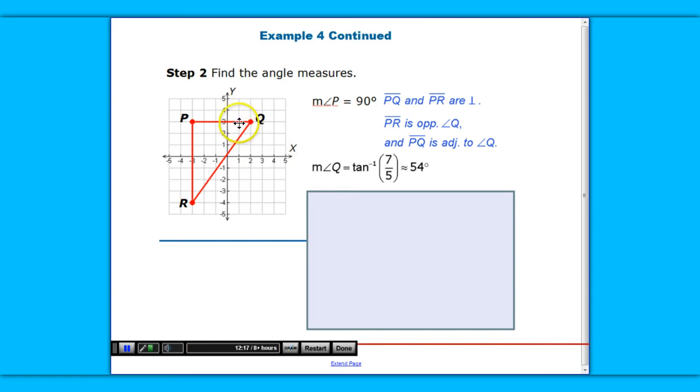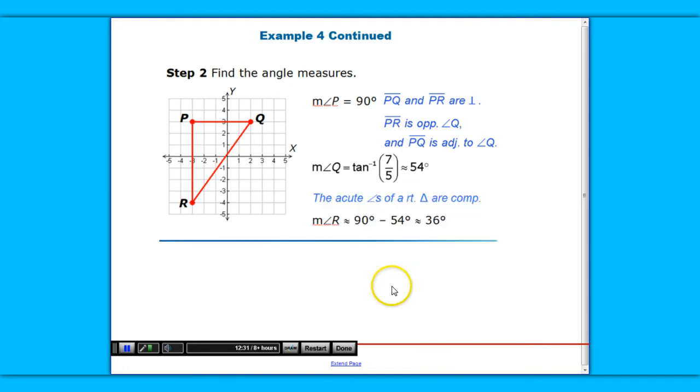So if angle Q is 54 and angle P is our 90 degrees, we simply subtract 54 from 90 to get angle R, and therefore we have a measure of 36 degrees. We have found everything. We have solved this right triangle.